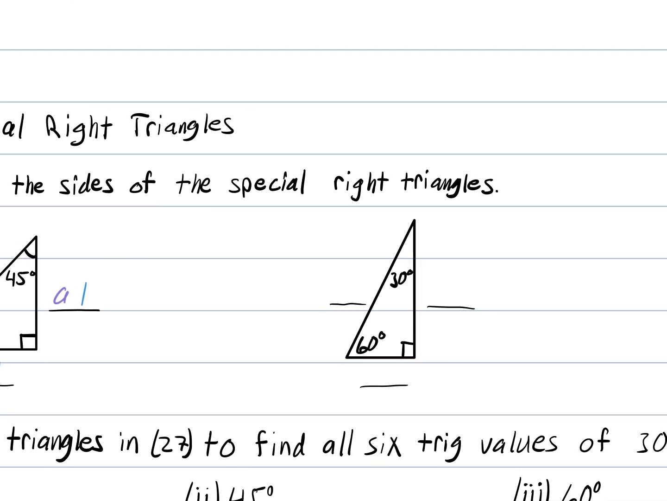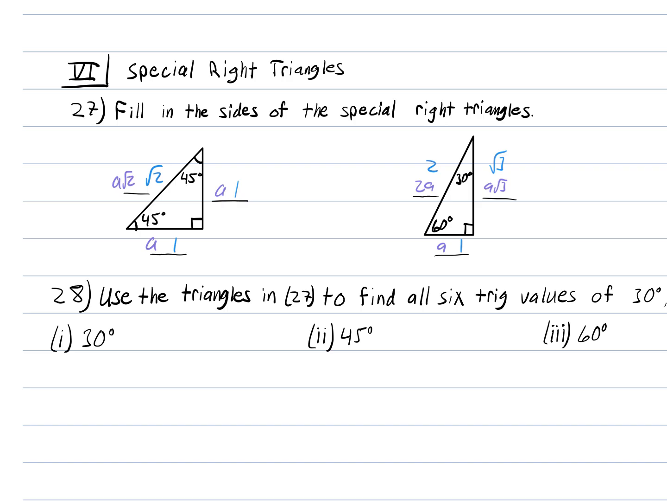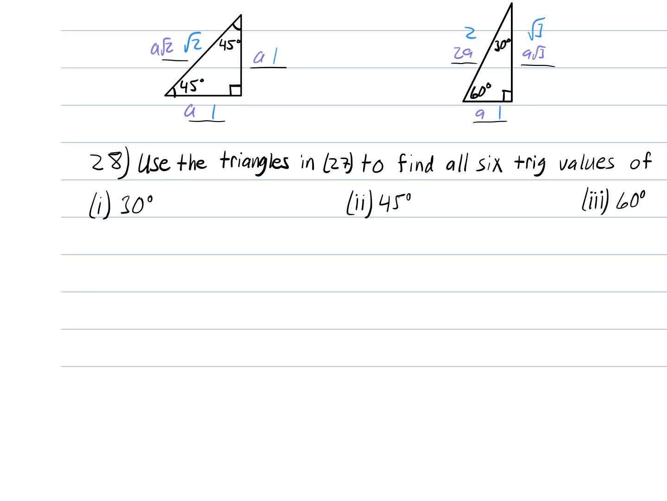Same thing with 30, 60, 90, right? 30 is my shortest leg. I can call that A. My longer leg is A times the square root of 3. And my hypotenuse is 2 times A, right? But once again, I just use 1 square root of 3, and 2 times 1, right? And you get the same thing, right? So I'm going to use that information to find the 6 trig values of 30, 45, and 60.